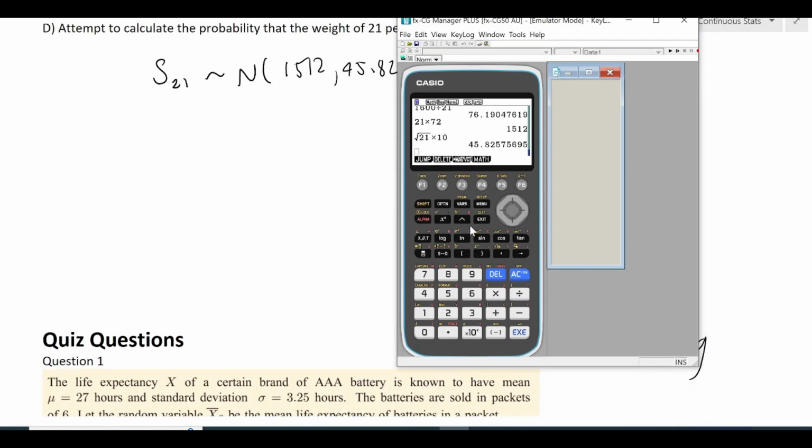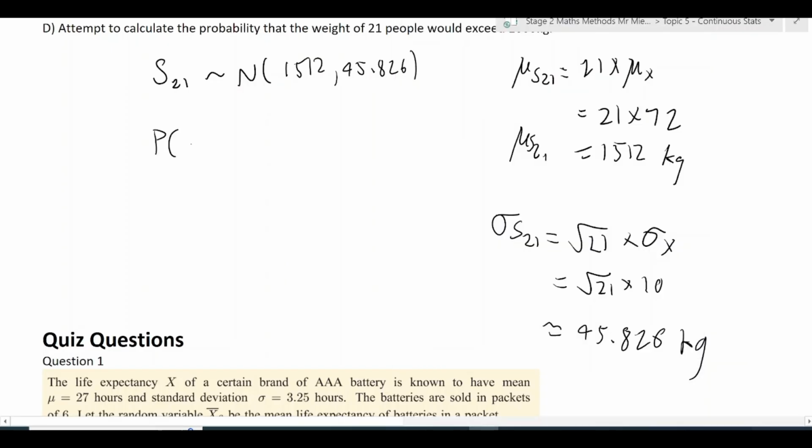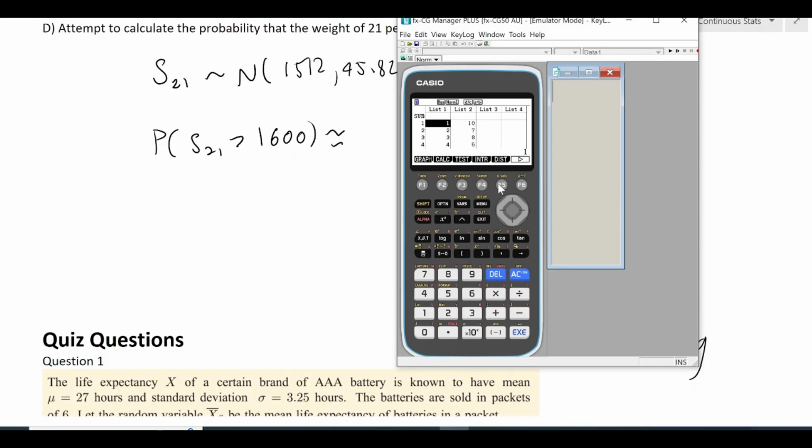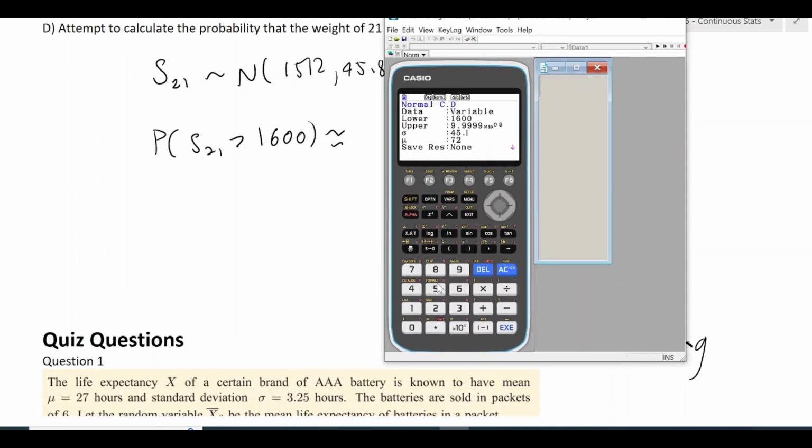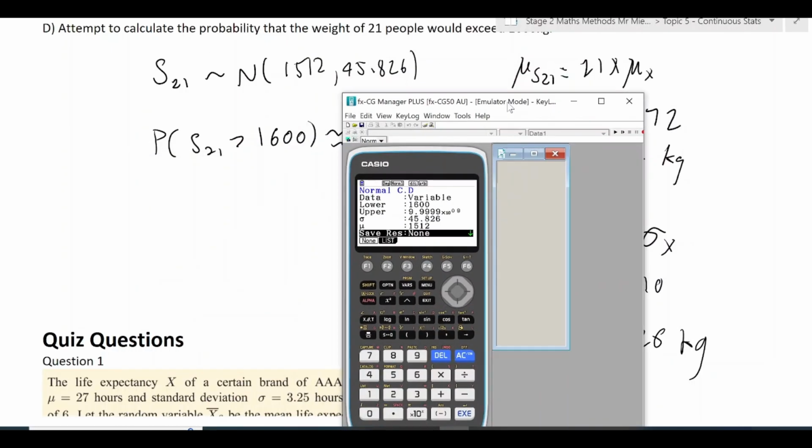So let's just work that out. So we're going to do another normal CDF, and we're going to be calculating the probability that S21 is bigger than that capacity of 1600. So what's the chance that the elevator has too much weight in it, essentially? So our lower is going to be 1600. Our upper is going to be a whole bunch of 9s. Our standard deviation is that number we've just worked out, 45.826. And our mean is going to be 1512. Make sure I got that right. Yep.